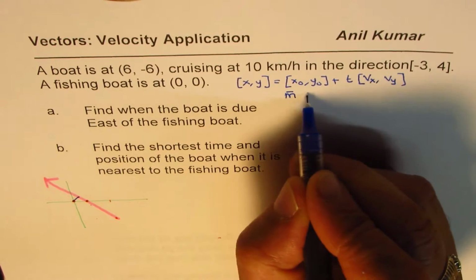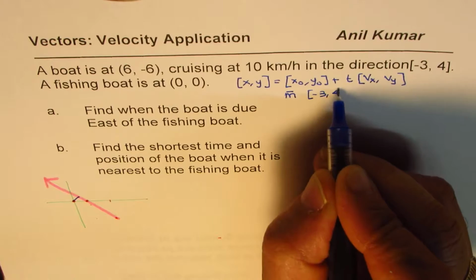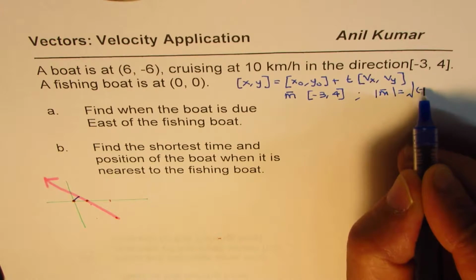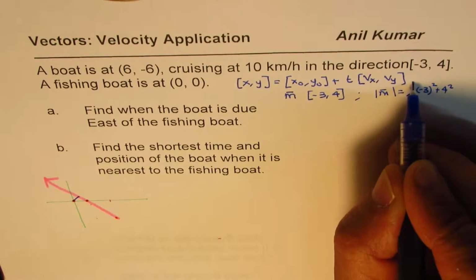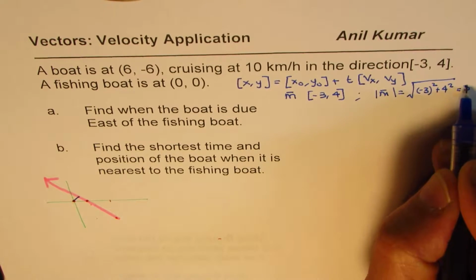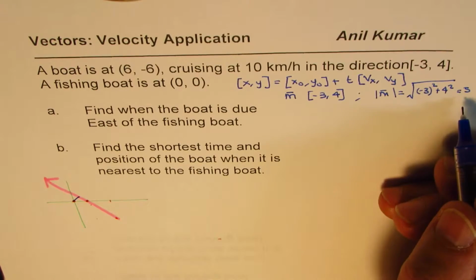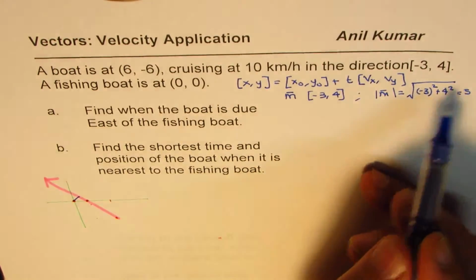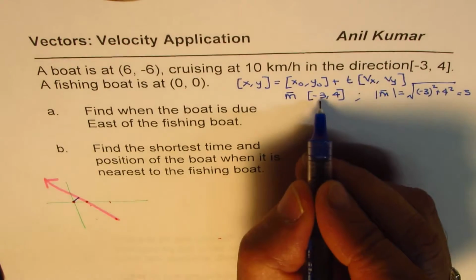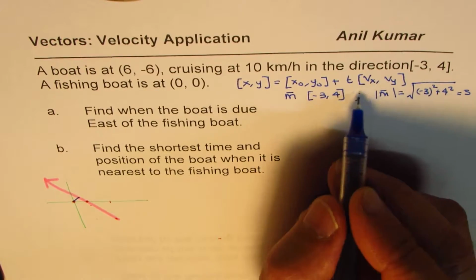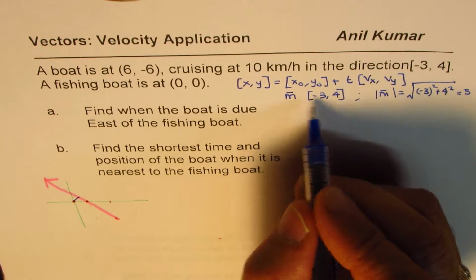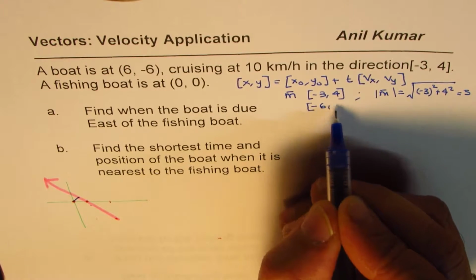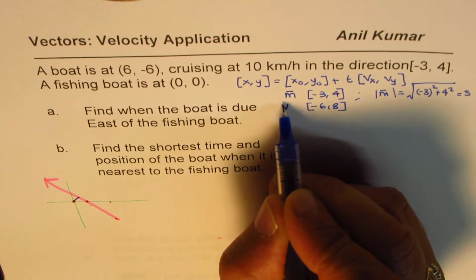Let me call this direction m, and m is given to us as (-3, 4). What is the magnitude of this? The magnitude is the square root of (-3) squared plus 4 squared, which is 9 plus 16, the square root of 25, which is 5. So this gives you a magnitude of 5. We need 10, not 5, so I have to multiply this by 2. You get the idea, right? So the velocity component is 2 times (-3, 4), that is (-6, 8).